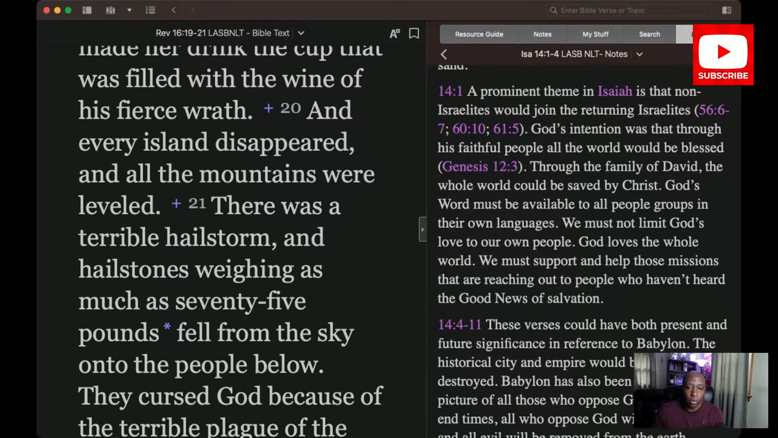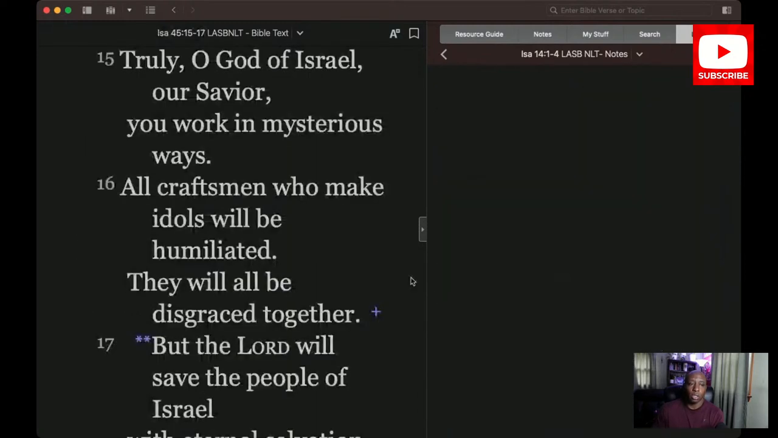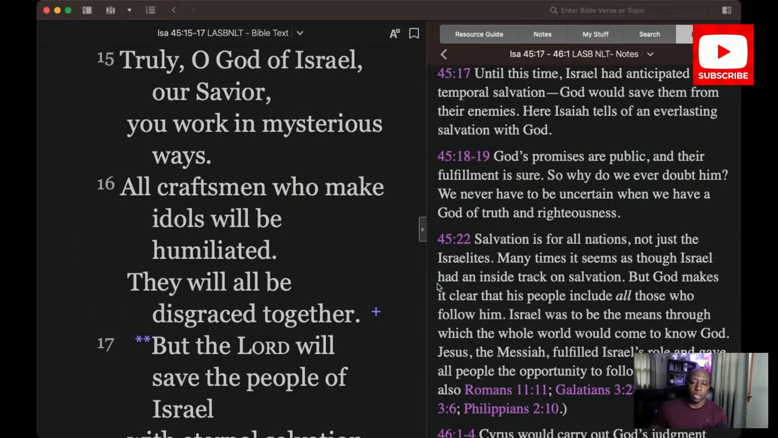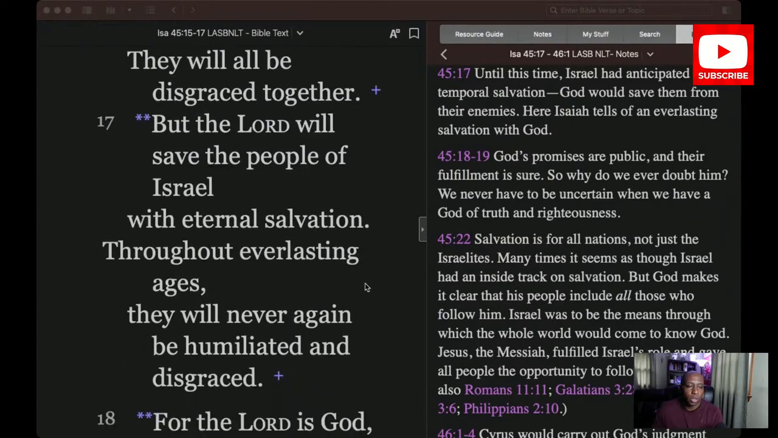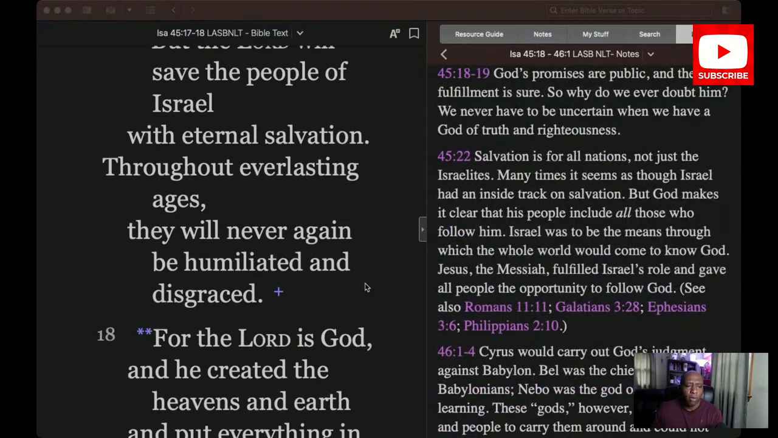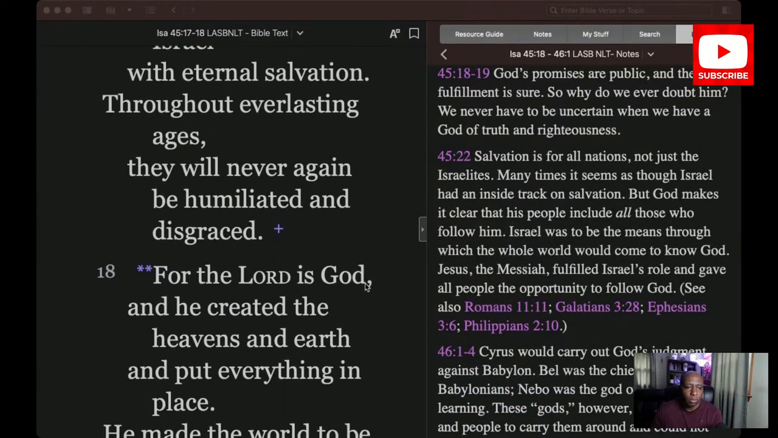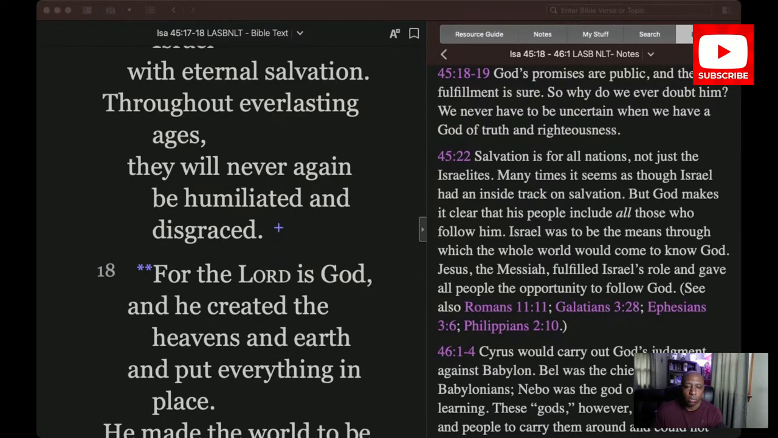Let's continue on with some scriptures that I gave. Isaiah 45, verses 15 to 17. It reads, truly, O God of Israel, our Savior, you work in mysterious ways. All craftsmen who make idols will be humiliated, and they will all be disgraced together. But the Lord will save the people of Israel with eternal salvation throughout everlasting ages. They will never again be humiliated and disgraced. Amen.